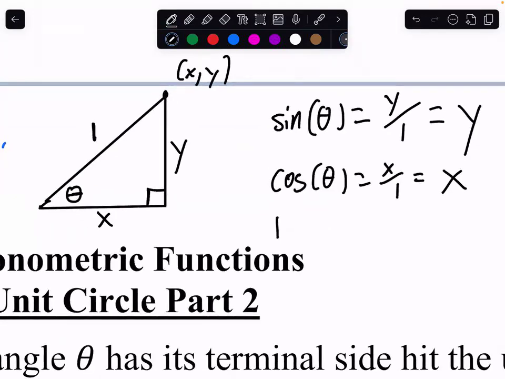Okay, now lastly, tangent. Tangent is opposite over adjacent. So this one is going to be y over x. Right here, the 1 is not involved, so we can't really simplify it. So you just want to remember tangent is y over x.